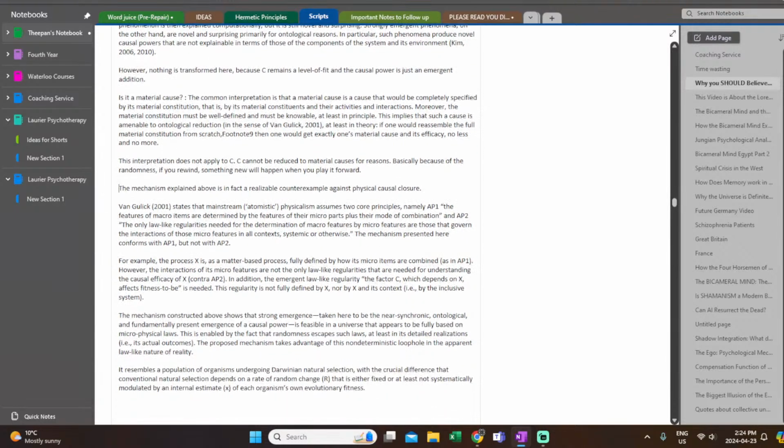Van Gulick, 2001, states that mainstream atomistic physicalism assumes two core principles, namely: AP1, the features of macro items are determined by the features of their micro parts plus their mode of combination; and AP2, the only law-like regularities needed for the determination of macro features by micro features are those that govern the interactions of those micro features in all contexts, systemic or otherwise. Okay, I understood the first one. Got it. Yeah, that's a good way to summarize just pure determinism that doesn't have the concept of emergence.